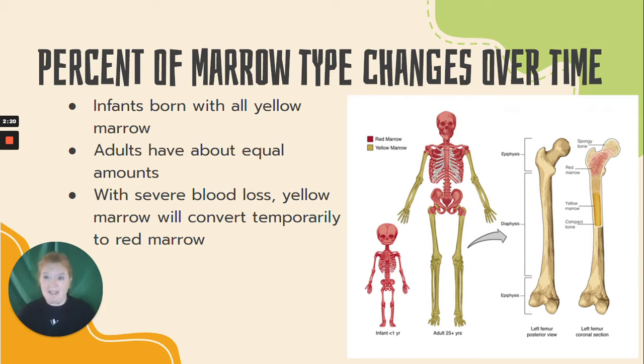Something that's super interesting is that if you have some severe blood loss, okay, well, that's not super good, but your yellow marrow will convert to red marrow temporarily to make more blood cells. So hematopoiesis, the making of blood cells in red marrow, since adults have less, we can transition temporarily to have more red marrow to replace that lost blood. That's super cool.